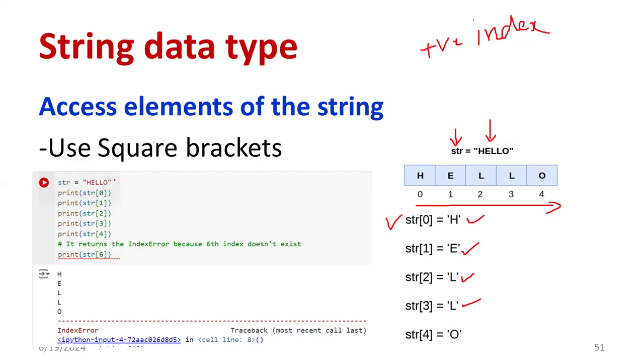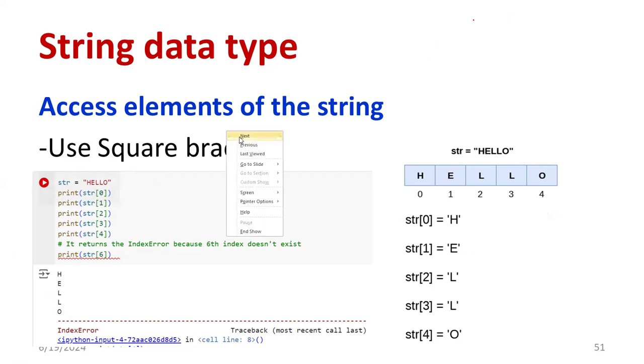Look at this. Str is hello. You can try the same program in your compiler or any interpreter you have. Print str of 0, that means H will be displayed. Print str of 1, E will be displayed. Print str of 2, you have to put the square bracket, then I'll be getting L. Same thing you can verify. This is the way to access the elements. This is called a positive index also. So I think you understood how to access the element. It is possible to access, but you cannot modify it.